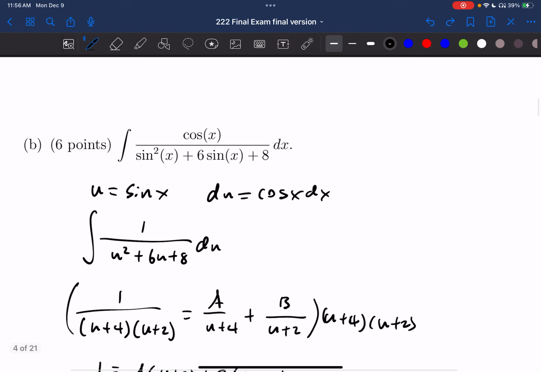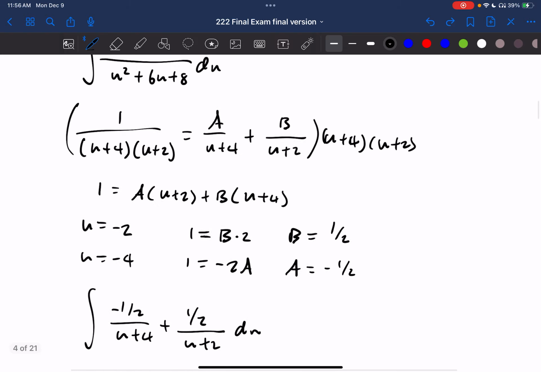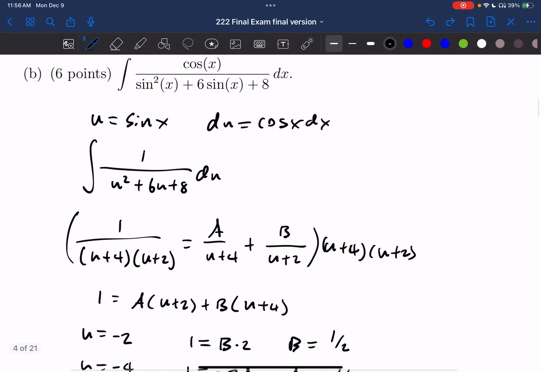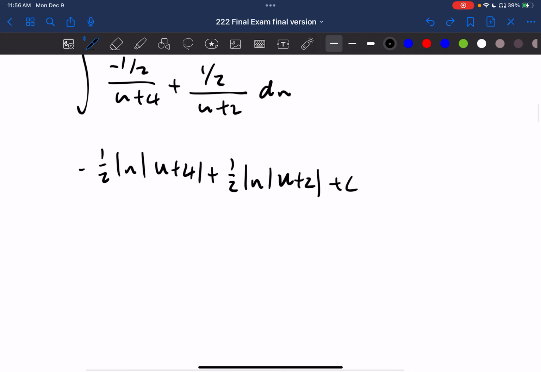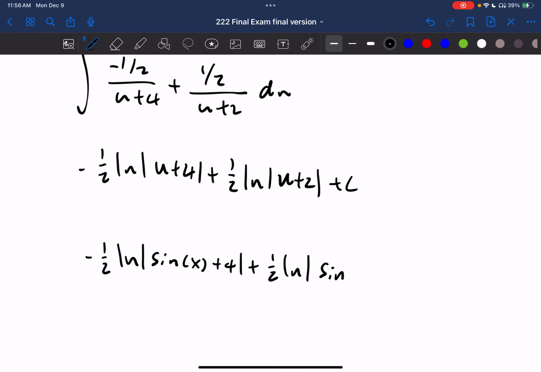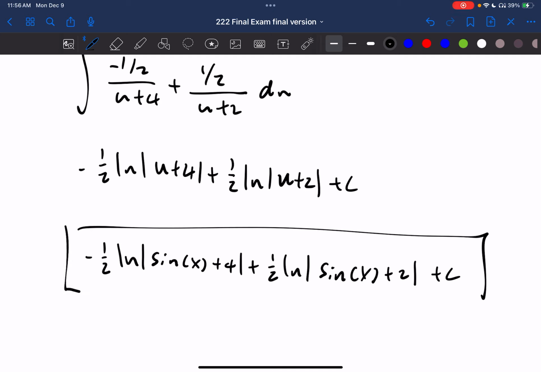But notice we started with x, and now we're in u, so we need to replace u with what it is in terms of x. u is equal to sine x, so therefore, negative 1/2 ln absolute value of sine x plus 4, plus 1/2 ln of absolute value of sine x plus 2, plus c. This is our final answer. This will be in terms of x, which is what we started with.